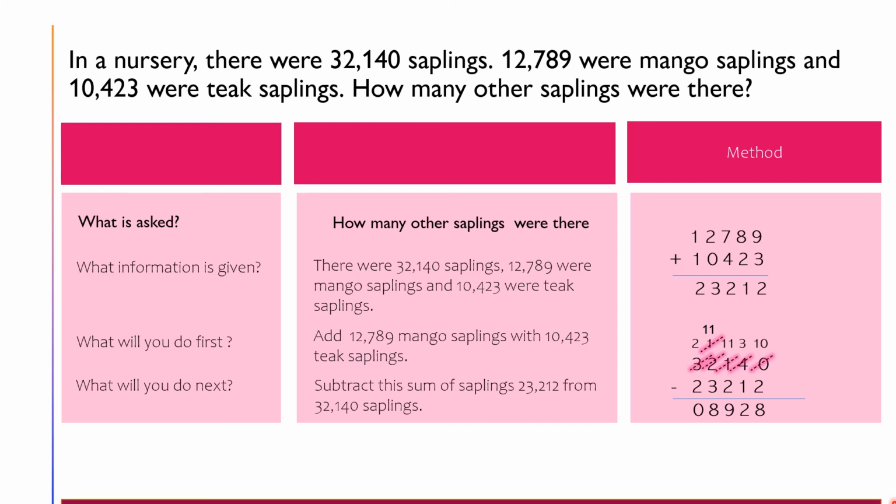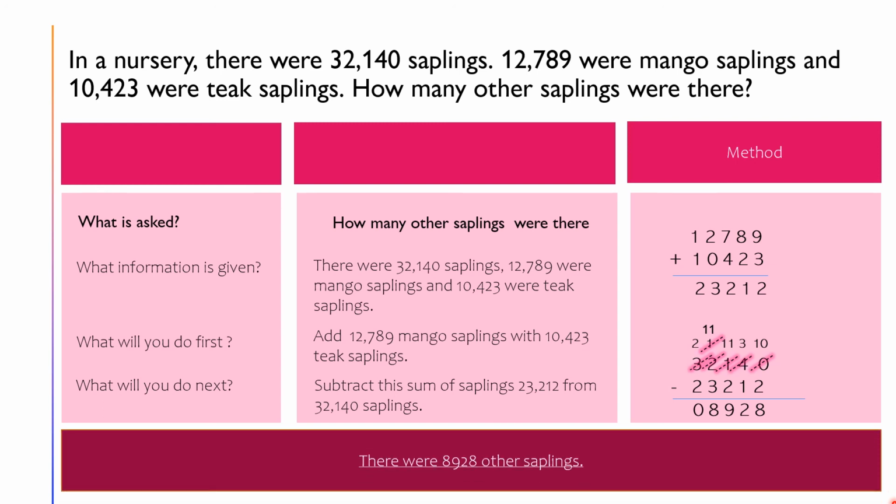We will write in a statement. There were 8,928 other saplings. So students, now you have understood how to solve a mixed word problem.